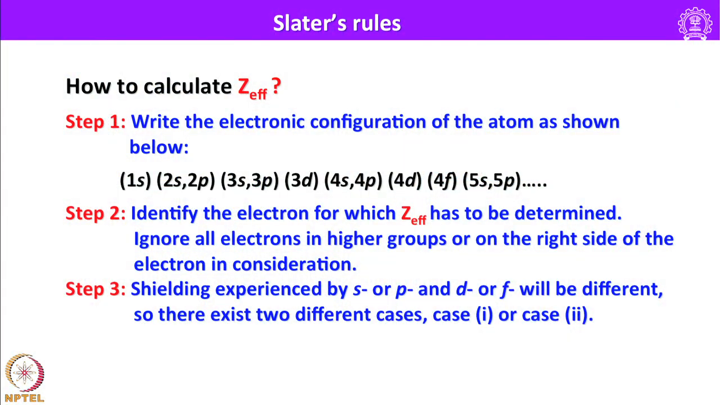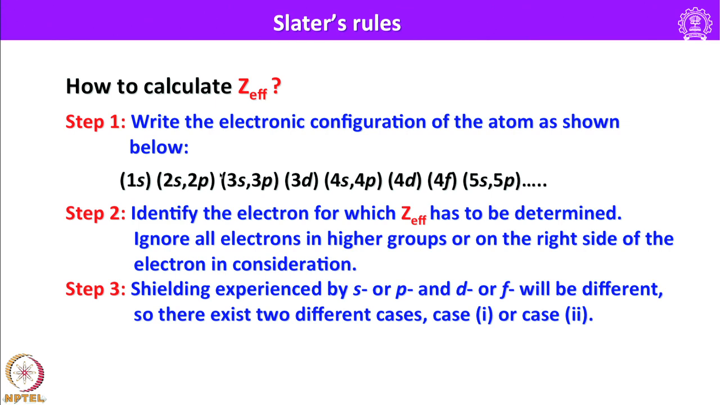So, how to calculate effective nuclear charge? We have to follow simple 3 steps. First, one has to write down the electronic configuration of the atom as shown there. You can see here 1s, 2s, 2p, 3s, 3p, 3d, 4s, 4p, 4d, something like this. And also I have added some parentheses at regular intervals.